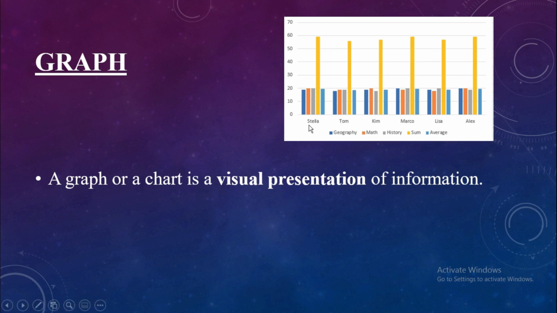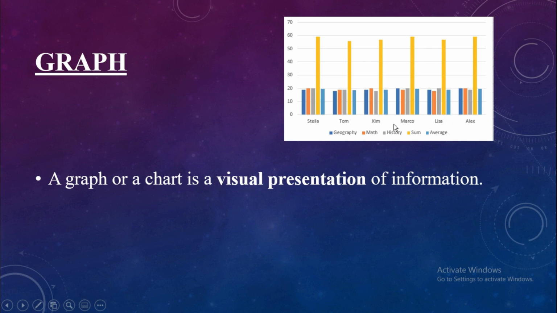So here we have the names Stella, Tom, Kim, Marco, Lisa and Alex. And here we have the range from 0 to 70. Okay, so here blue color is representing geography and the orange color is representing math. Ash color or grey color is representing history. Yellow color is representing the sum. And the light blue color is representing the average.